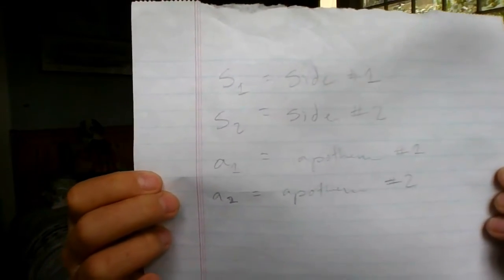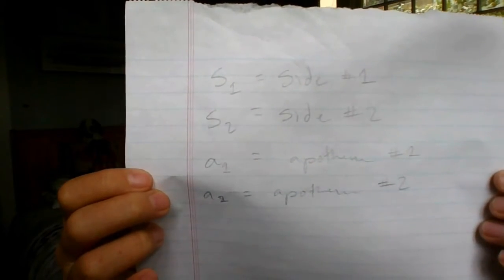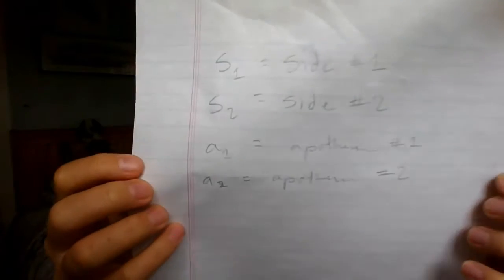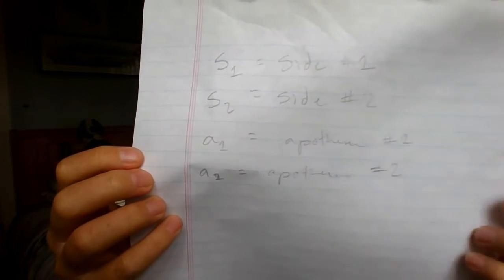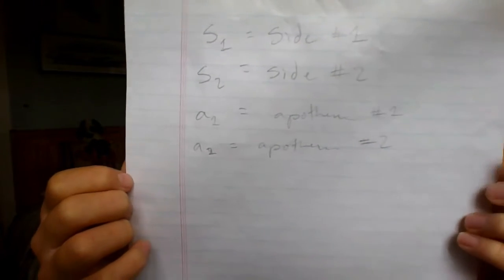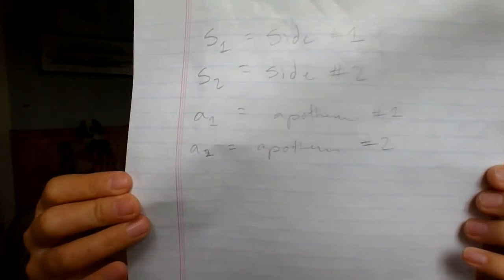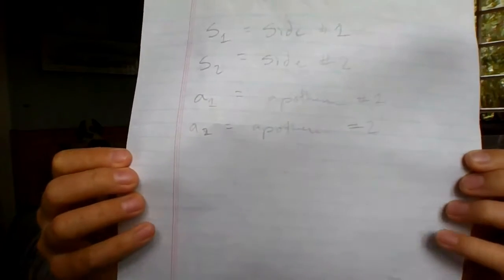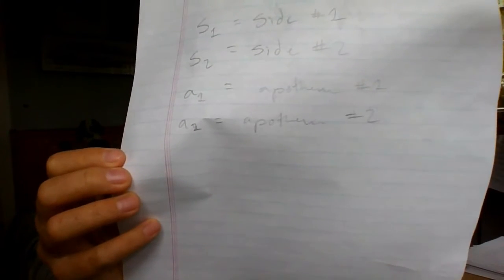Okay, so here we have this. Now S1, these are always horizontal sides. S2, so this isn't a rectangle, right? So I have always the horizontal sides. S2 are always sides number 2, always the vertical sides. Okay, A1, apothem number 1. So these are always the vertical apothems, and apothem number 2, A2, is always the horizontal apothems.